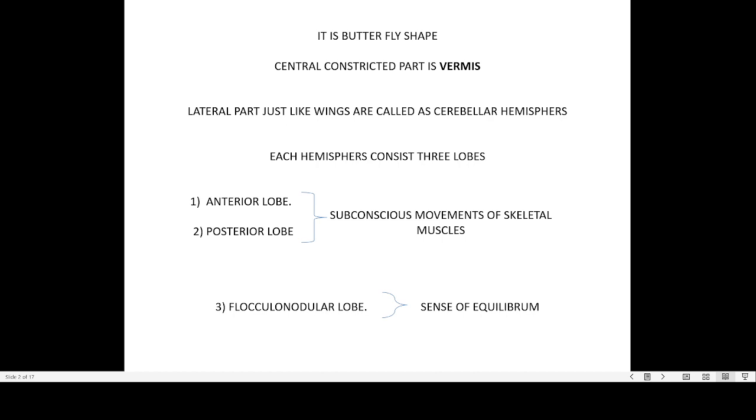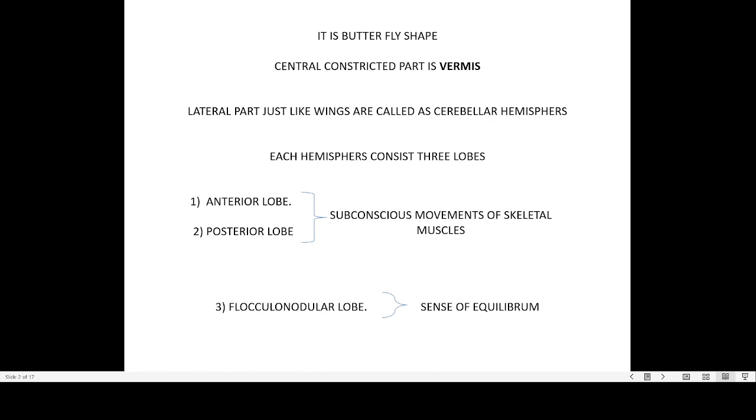Each hemisphere consists mainly of three lobes, while the vermis consists of different lobes. The three lobes are the anterior lobe, the posterior lobe and the flocculonodular lobe.